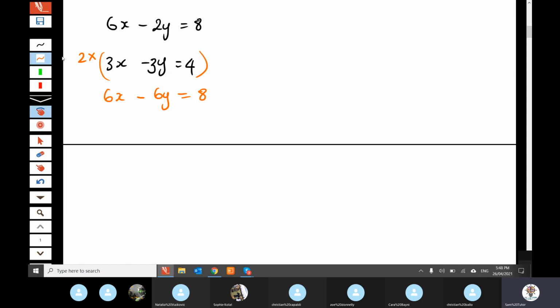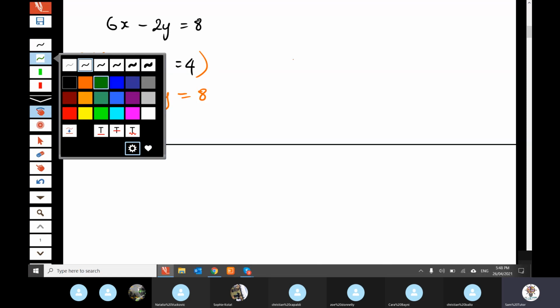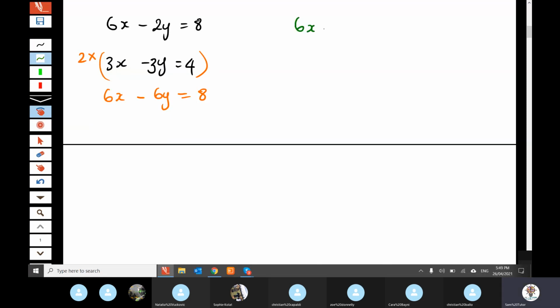Okay, so now we've got two equations. I like to rewrite them, unless you're doing them well and you're in control of your work and you know what's happening. I just like to rewrite them because it's a little bit neater. All right, now we look for the ones that are the same. Which ones are the same, x's or y's? X's, because we decided to go for the x's, right?